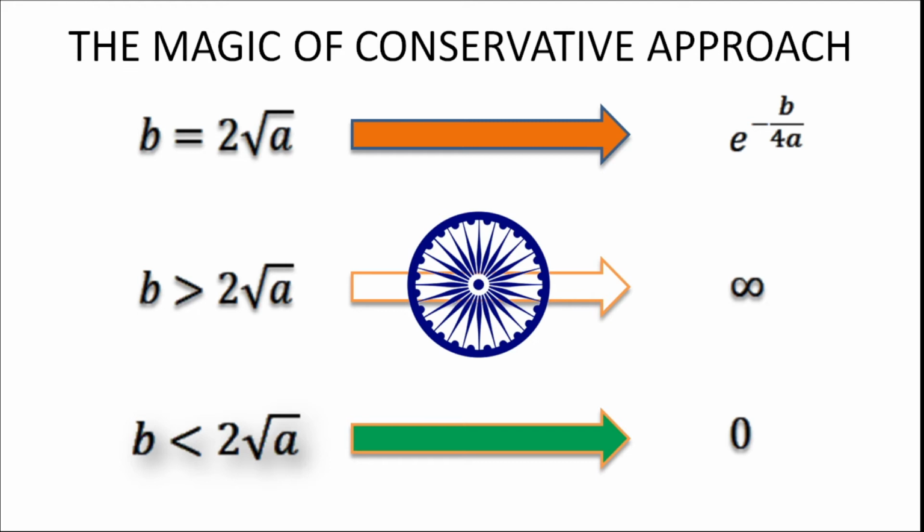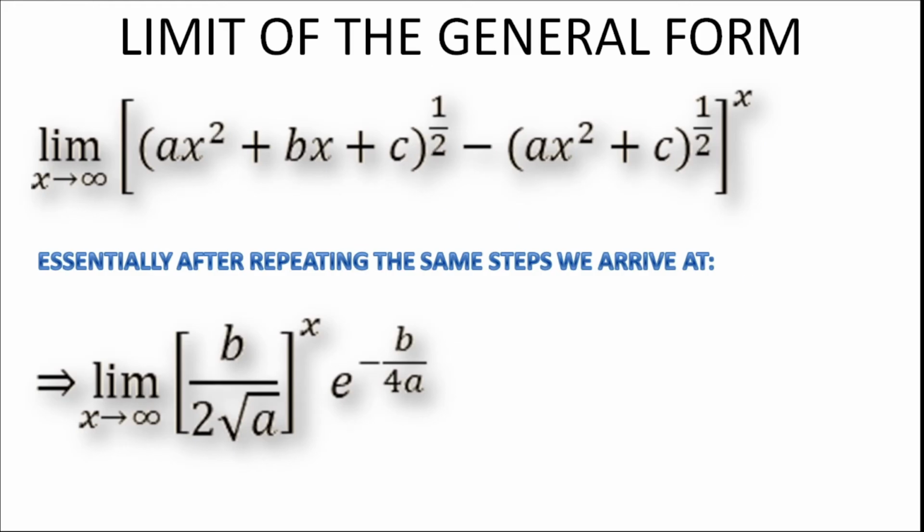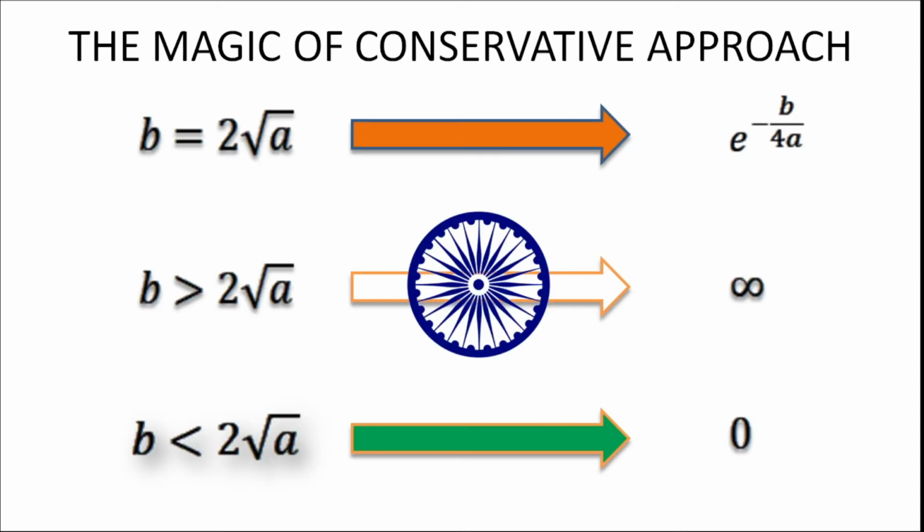That's nice. But if p is greater than 2 root a, the limit diverges to infinity. The reason is that within the square bracket, the first factor p by 2 root a is greater than 1, and greater than 1 whole power x goes to infinity is certainly going to diverge to infinity. You can test it through your calculator.